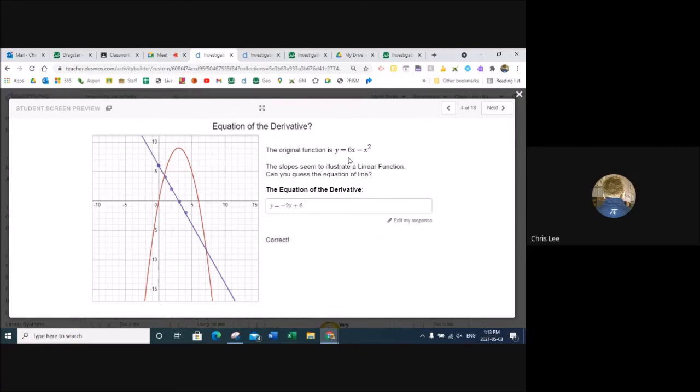Now, what we're going to do is I'm going to open it up, and you're going to investigate the derivative of x squared, the parabola, x cubed, the cubic, and x to the power of 4. And you'll be doing exactly what you just did here. Use the slider to get the points, plot the points on the graph, see if you can come up with the equation of the derivative, and see if you're right. Okay?